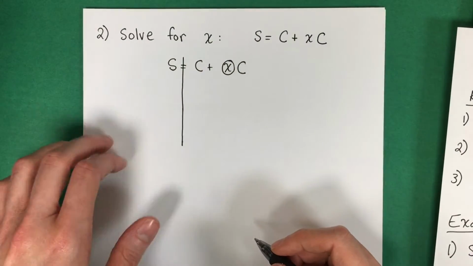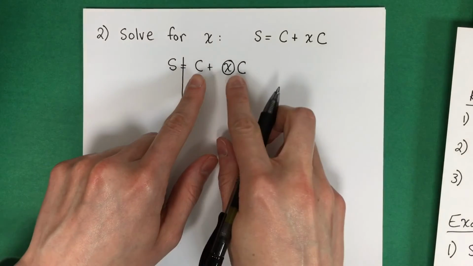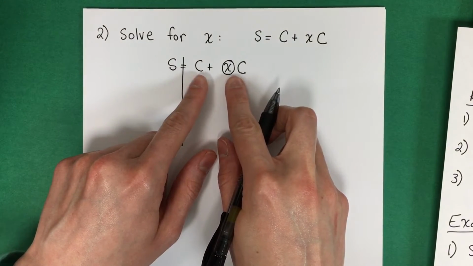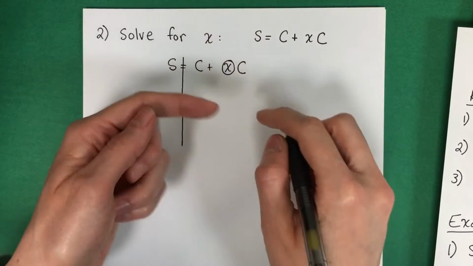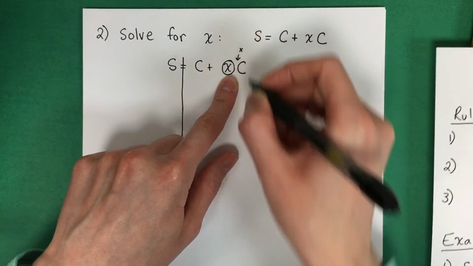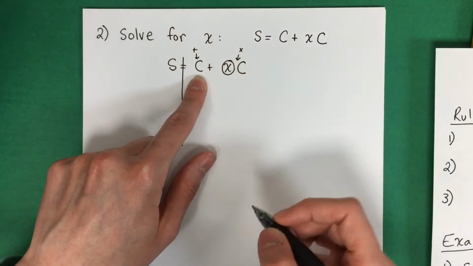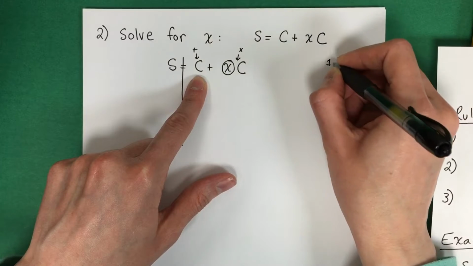Okay, so where is X? X is on the right, okay? Now, if you see here, let's go ahead and do this. So X is on the right. What is with X? I have a C here. This is multiply. And then I have a C here. This one is plus.